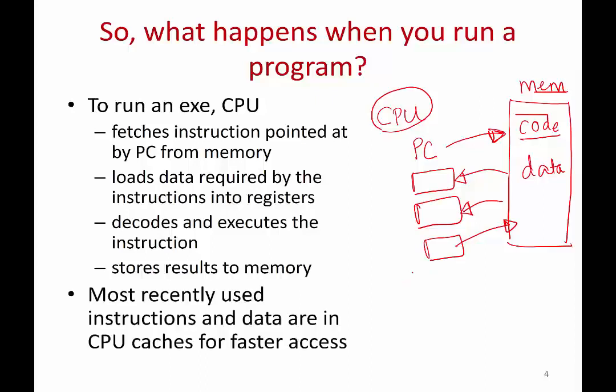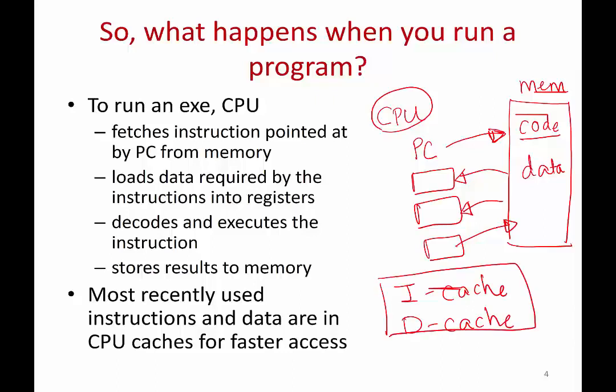And the CPU also has an instruction cache and a data cache, right, where it stores the most recently used instructions and data, right? But we don't have to worry about this for now. So this is the background of what happens when a program runs.